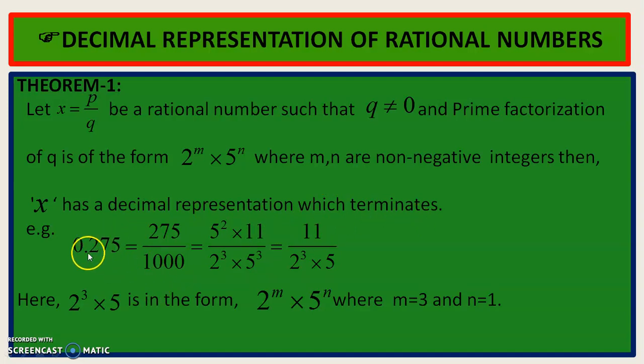That is, you see here 0.275 equal to what? 275 divided by 1000. After simplifying, you get 11 divided by 2 cube into 5. Now, if you compare 2 cube into 5 with this, you will get m equal to 3 and n equal to 1. So if you can express the denominator in the form 2 to the power m into 5 to the power n, then those numbers terminate.